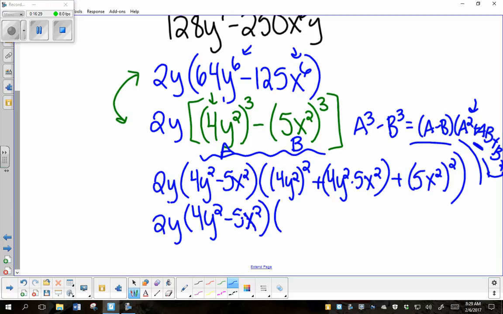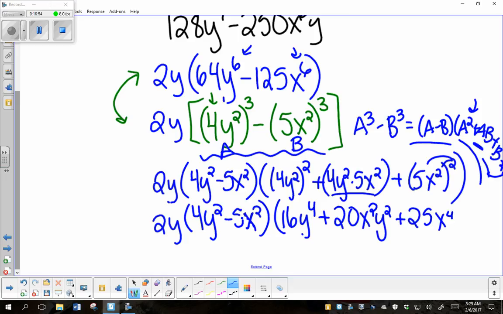Now let's simplify this part out. 4y squared, squared, that's 16y to the 4th, plus, now I'm going to multiply this out. 4 times 5 is 20, and it's got an x squared y squared. And last, I've got 5x squared, squared. Remember, I squared both of those, so that's 25x to the 4th. And we are done. My goodness, that was a big one, wasn't it?